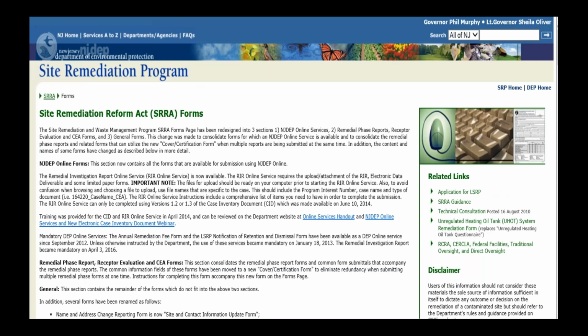This is the forms page. If you were to click on the forms page, it pertains to UHOT in situations where you are going to obtain a remedial action permit. So that would be a reason why you would go to the forms page. Also for LSRP cases, obviously all your forms are here.